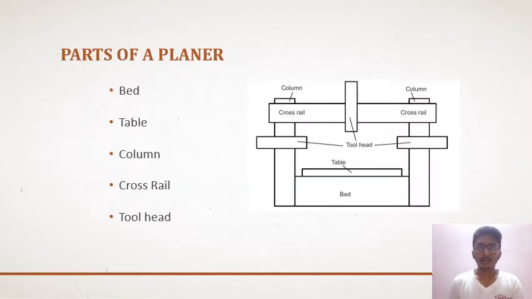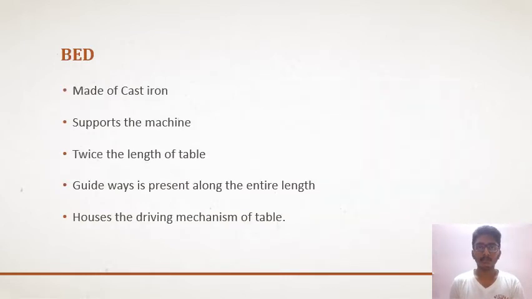Parts of a planer. The major parts of a typical planing machine are bed, table, column, cross rail, and tool head. Bed, which is larger in size, is the part which supports the whole machine. Table, which is mounted over the bed, is where the workpiece is attached. Columns of a planing machine are mounted vertically where the tool heads are mounted. Cross rail is supported by the columns and are mounted horizontally. The tool head is placed where the tools are mounted. Let us see in detail about the parts of the planer.